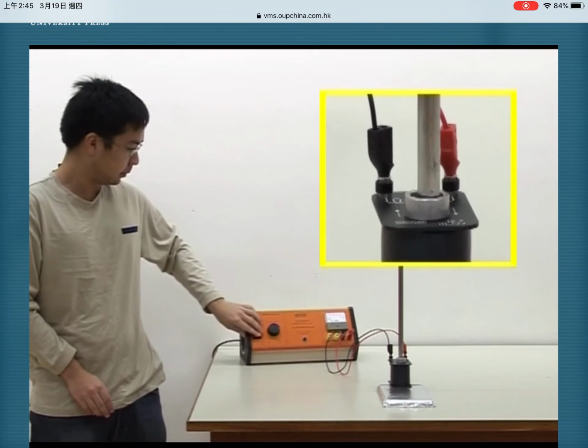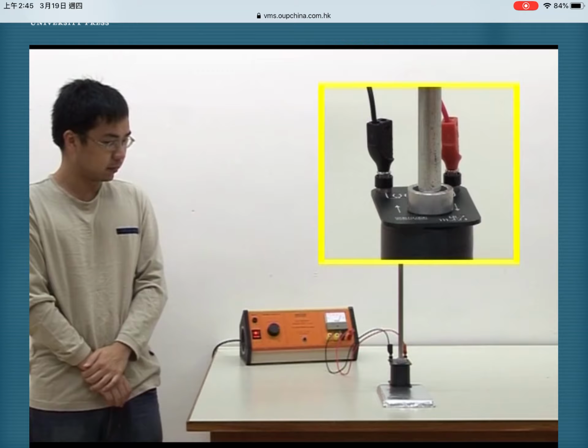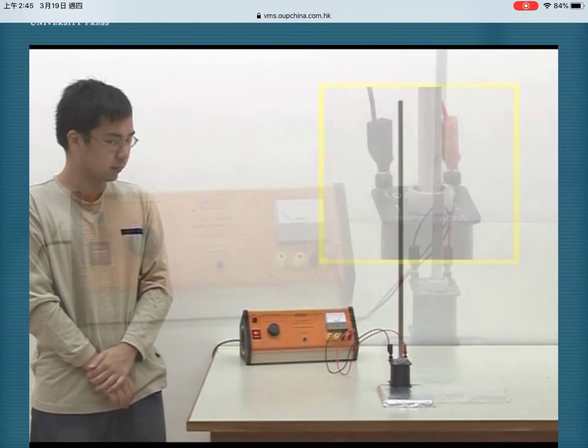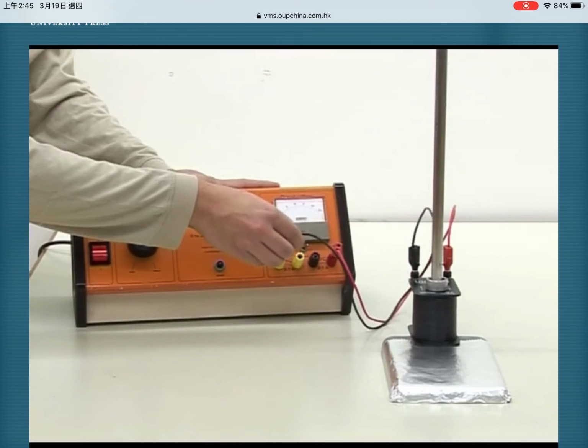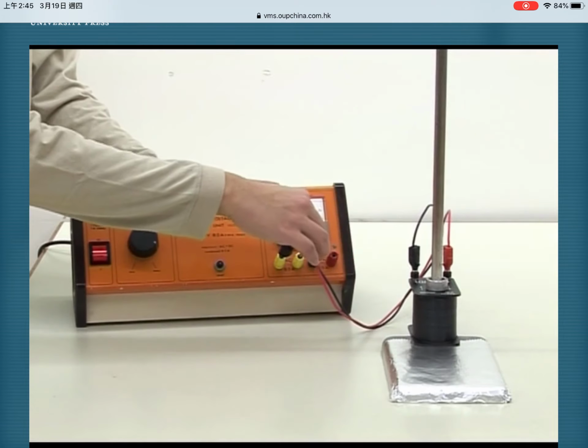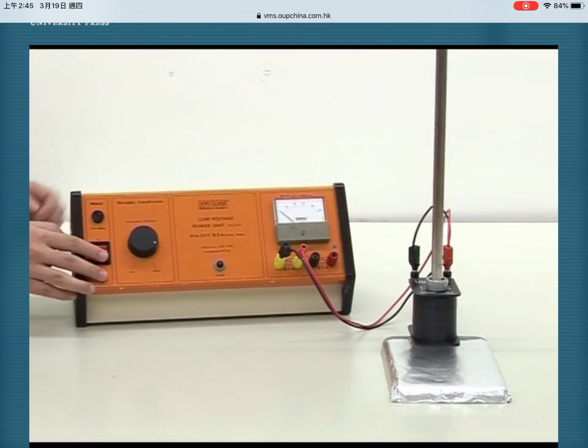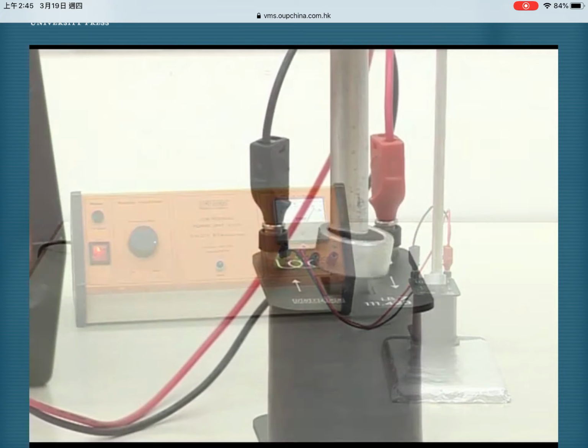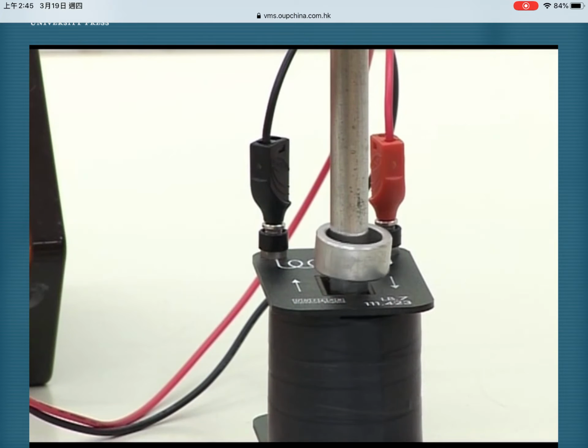Switch on the power supply. What happens to the aluminium ring? Now use an AC power supply. What happens to the aluminium ring?